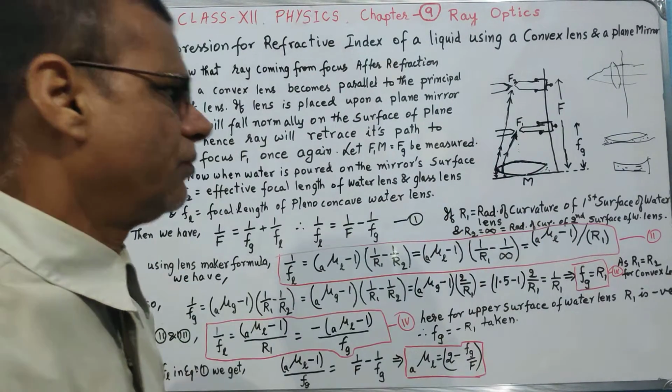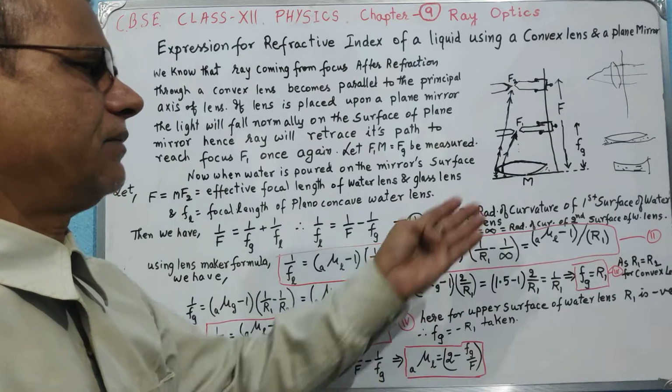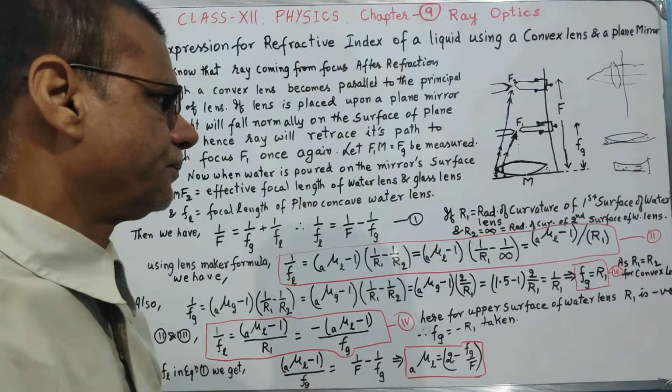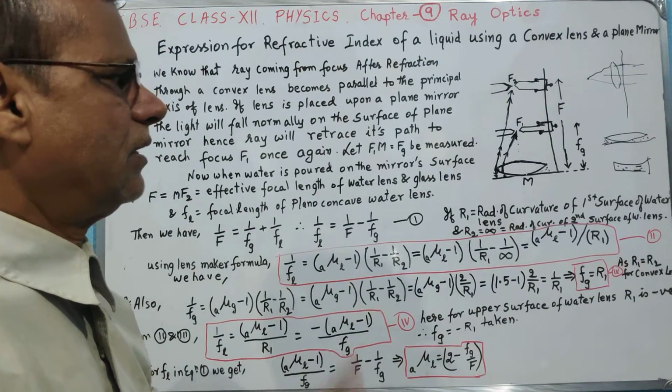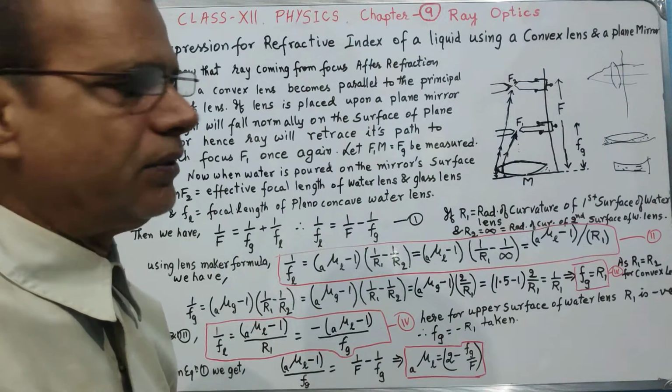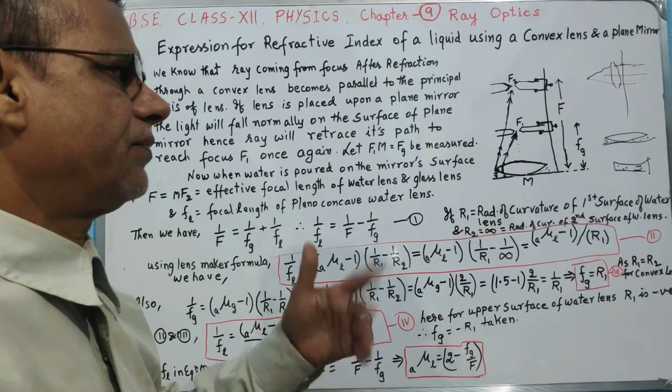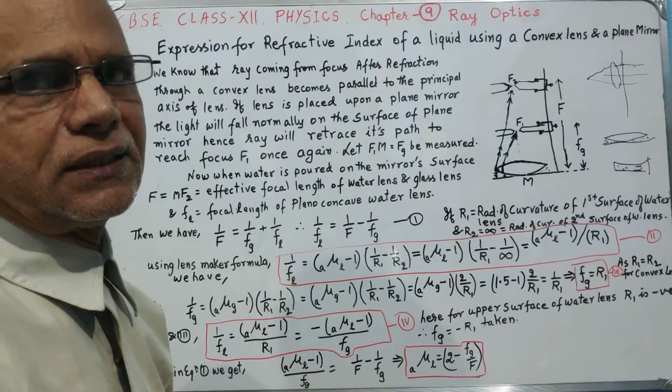Here we used water, and the refractive index of water will be found. Instead of water we can have any other liquid, so that we can find the refractive index of any other liquid as well.